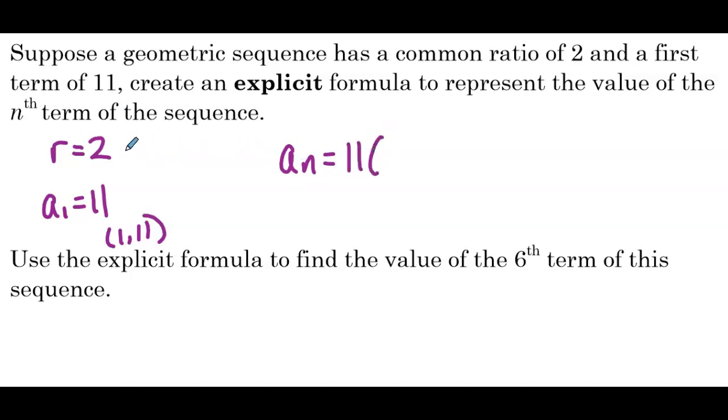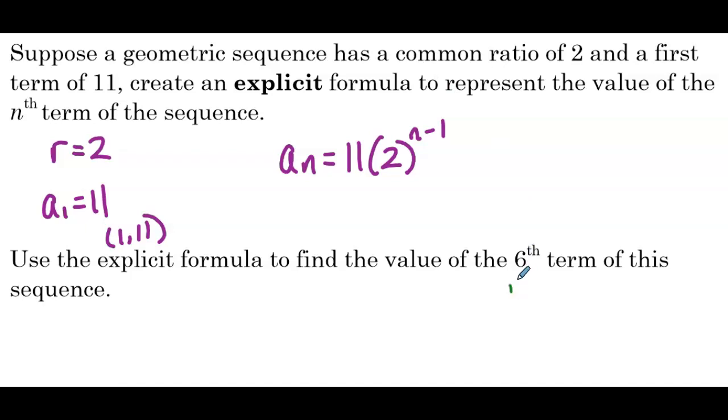The base is going to be the common ratio, which in this case is 2, to the n minus 1, because if we're using a sub 1, we have n minus 1 as the exponent. Use the explicit formula to find the value of the sixth term of this sequence.